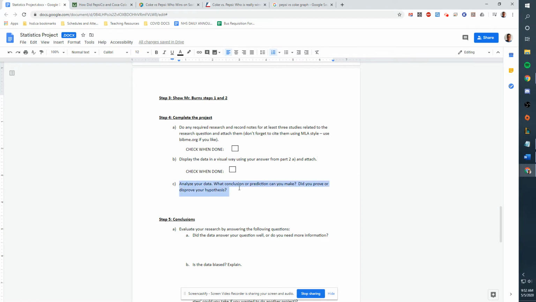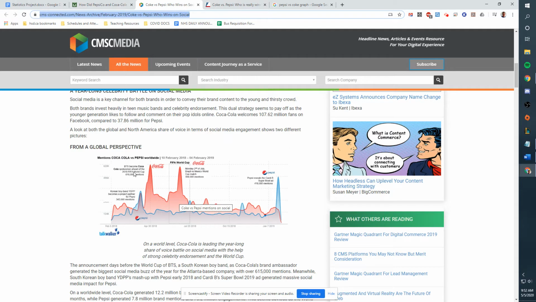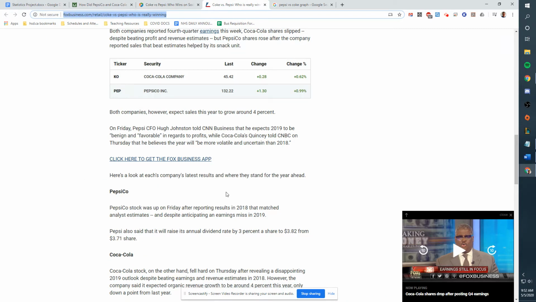And part C, analyze your data. What conclusions or predictions can you make? Did I prove or disprove it? Well, let's take a quick look here. Pepsi's revenue is up to 46 billion. Coke's is 28 billion. So Pepsi looks like a bigger company. Social media, Coke is way outperforming Pepsi though. If I look at Fox News, it says they're both pretty much even in terms of growth.